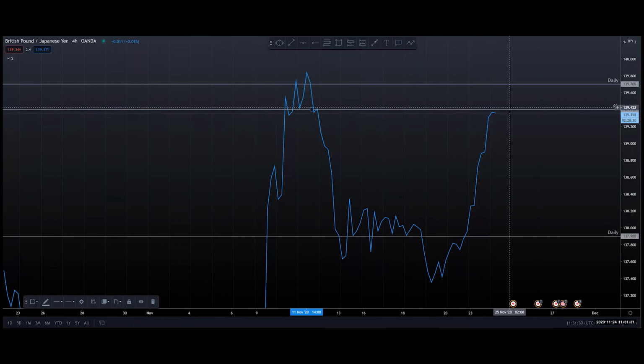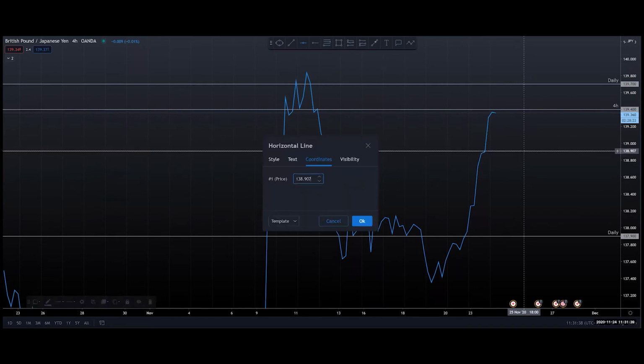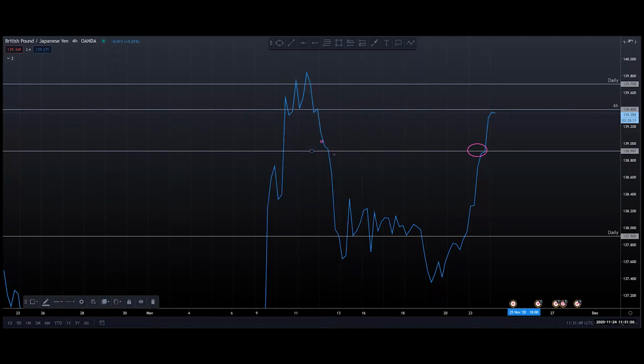So then now that I've drawn up the resistance, I would then draw up the support. So as price comes down, the nearest level of support could be around 138,900 here because of this area here. And also this area over here. So when we put on the candles, it will look a bit more obvious, but just draw up your rough zones first on the line chart so that it's a bit more obvious.